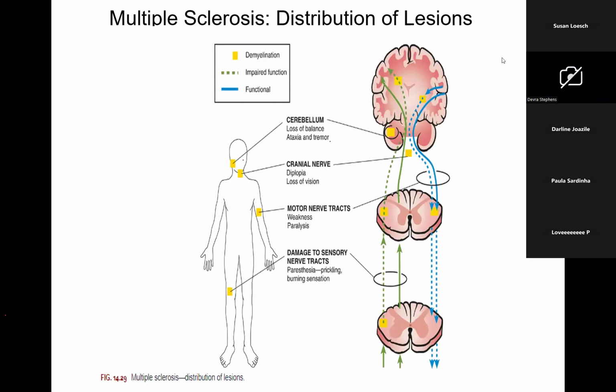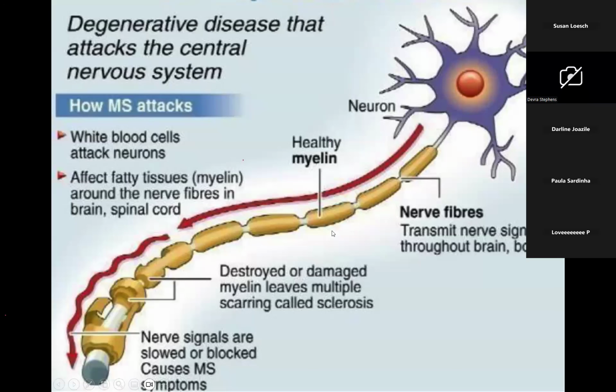So this slide is just showing you, okay, and I would just look over it. It's just showing you the steps, how it occurs there and what happens. It attacks the central nervous system. Okay, attacks the neurons, and it's going to affect that myelin sheath that goes around the nerves that have to do with transmission of your nerve signals in the body.